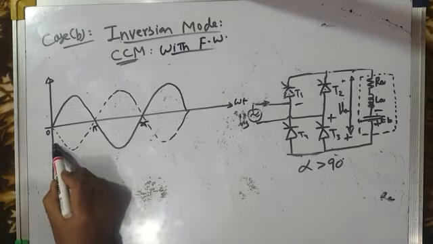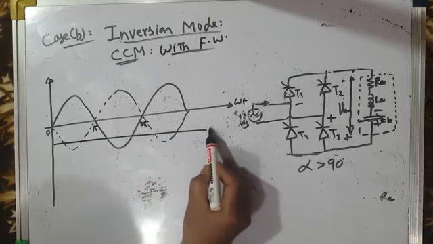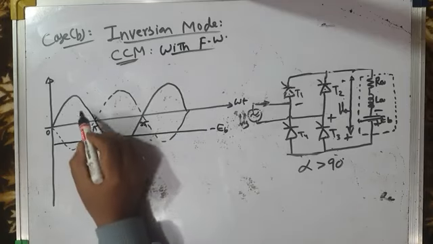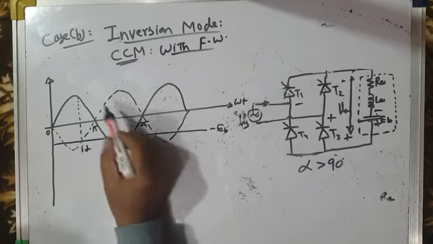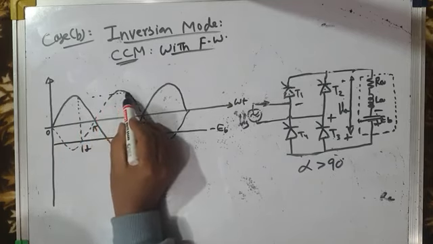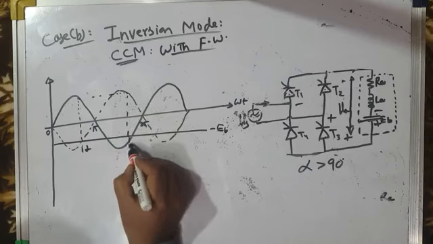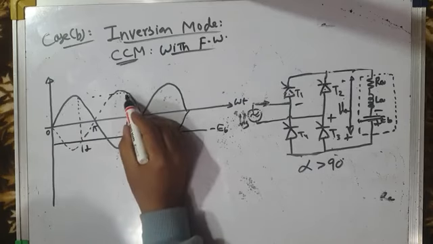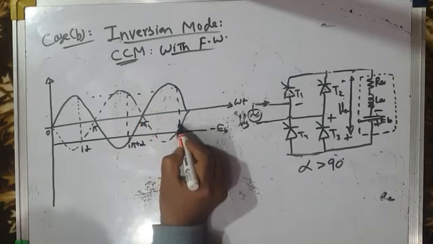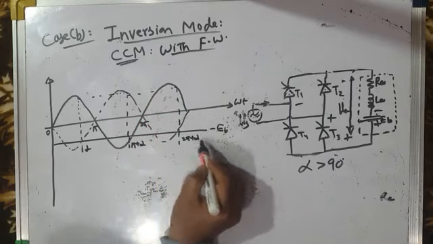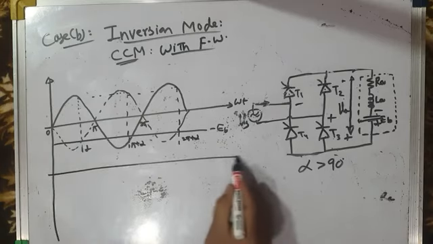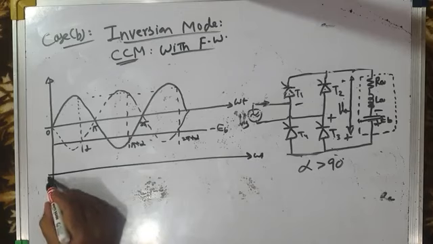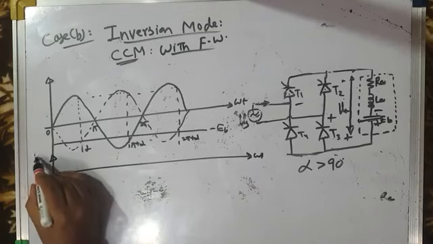And this is the back EMF minus EB. And again, let's assume alpha is greater than 90 degrees. So this is alpha. So obviously this will be pi plus alpha. This will be 2 pi plus alpha. These are the firing instants. Let me now show you the gating pulse pattern. The gating pulse pattern will be different now for freewheeling. I will draw for all the four devices separately.